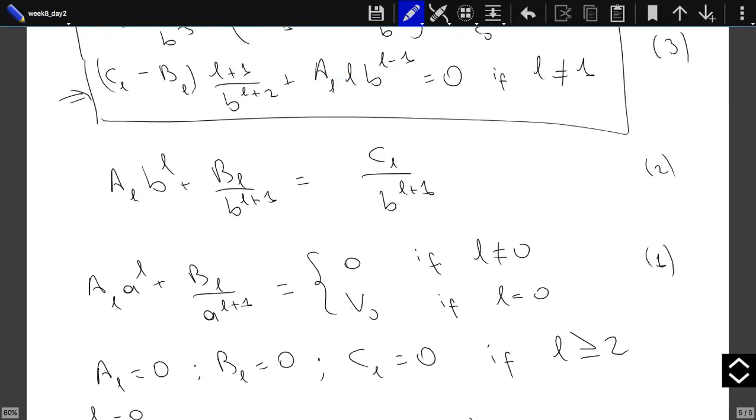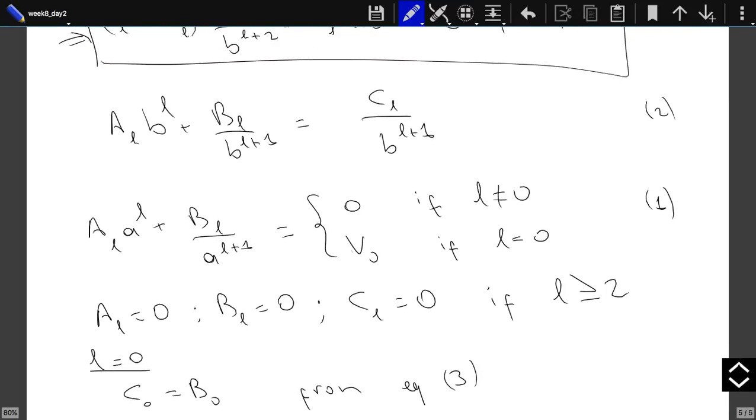But if C0 is equal to B0, look at equation 2. C0 is equal to B0 for L is equal to 0. So the second term on the left-hand side is equal to the right-hand side. So the first term has to be 0. So that is, A0 is 0.